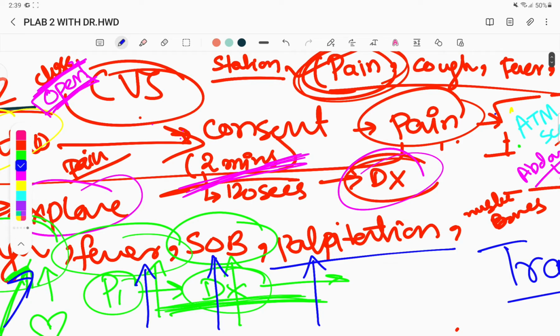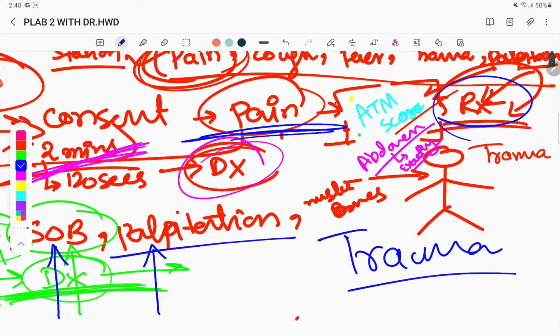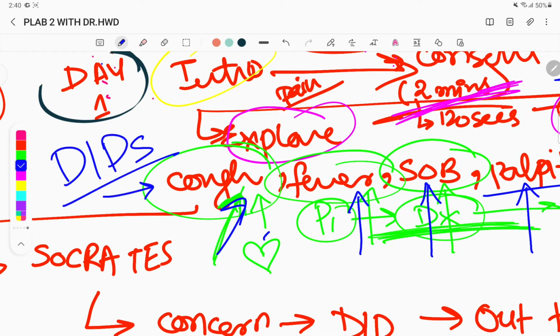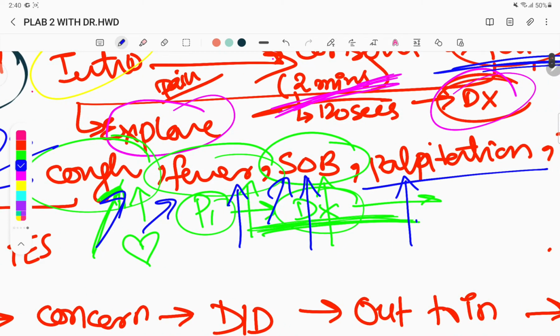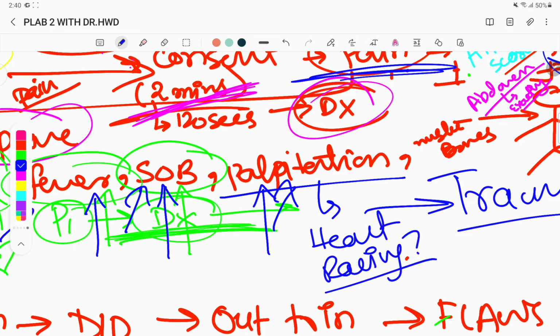After you're done with your SOCRATES, you ask them, are you having pain right now? You do the scoring. Then depending on the response, you give them the pain medication. Then you move to your DDs. In your DDs, you can start asking, do you have cough? Do you have fever? Do you have shortness of breath? Do you have palpitations? Can you feel your heart racing? That's very important. Then trauma.